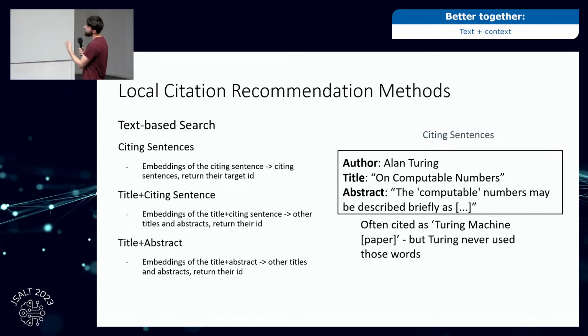And that's kind of interesting because you have cases like Alan Turing's paper on computable numbers, where he introduced the Turing machines, but he doesn't actually use that in his title or anywhere in the document. So you can only get signals like that by using the citing sentences.